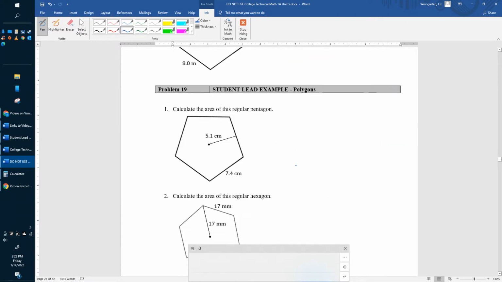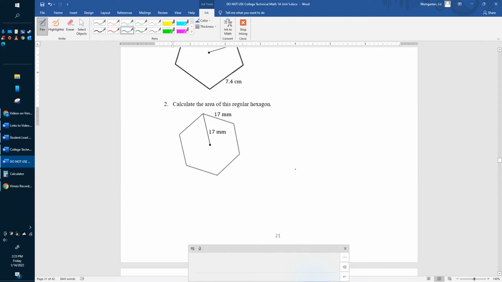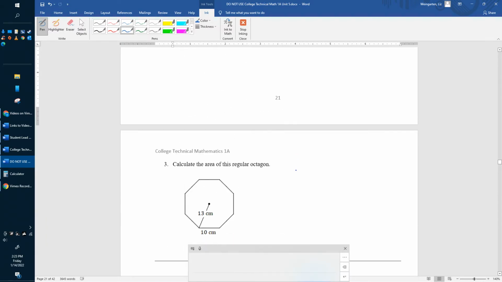So go ahead, work on problem 19. They're going to be pretty much identical to what we just did. You are going to have a couple where they're touching the corner because I figure you could use some more practice with that formula. And we'll come back in the next video and talk about circles.